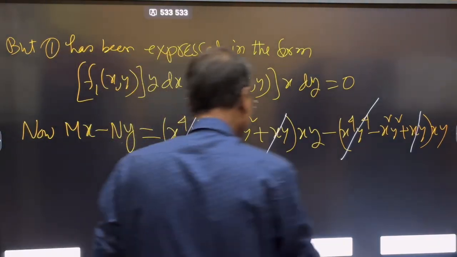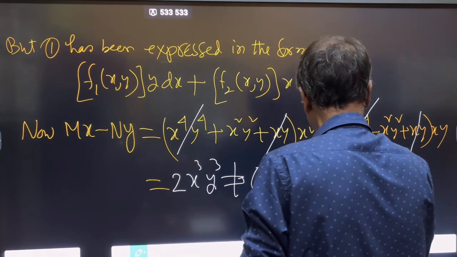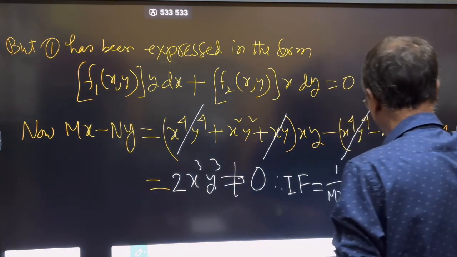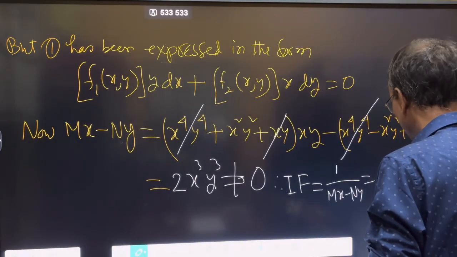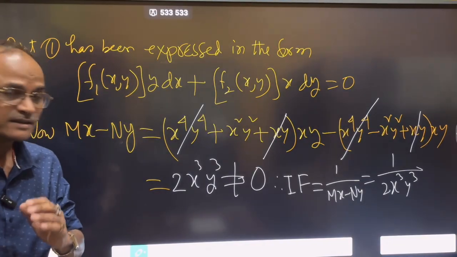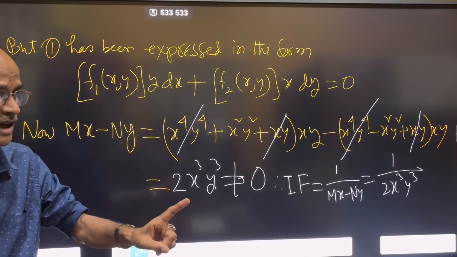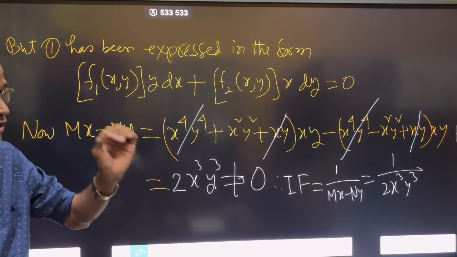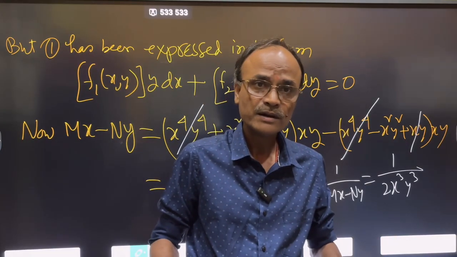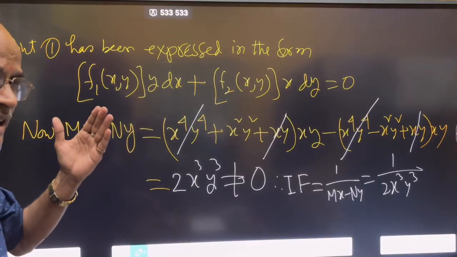Therefore, the integrating factor is equal to 1 by Mx minus Ny, which is equal to 1 by 2 times x cube y cube. After multiplying the given differential equation by the integrating factor, the equation will become exact.